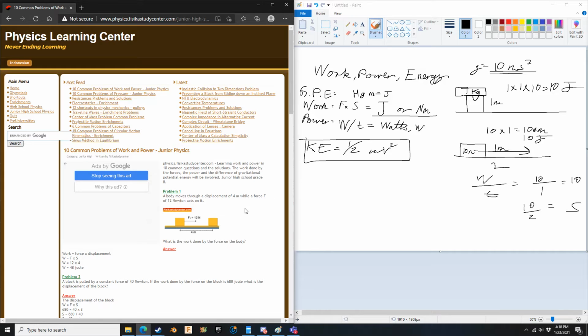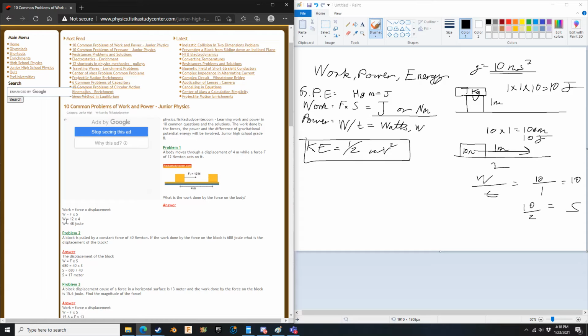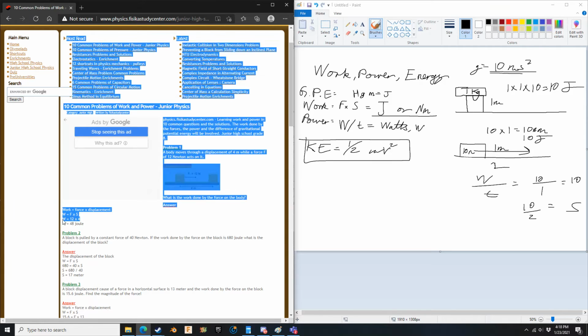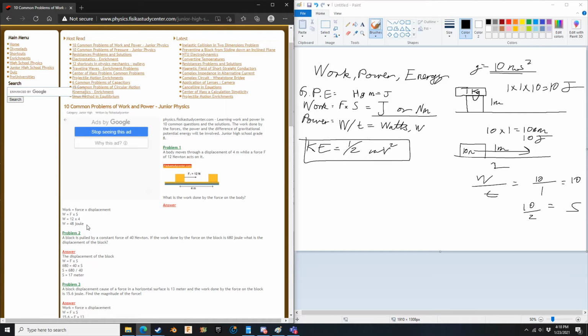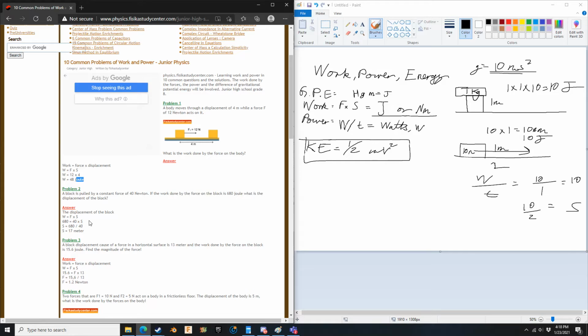First question, very simple and basic: it gives you force and displacement, you multiply them together, and you get joules, which is your work. Do it the standard physics way: write the formula, substitute the numbers into that formula, then give your final answer with the SI unit. You don't have to write out joules in full, just the simplified capital J.